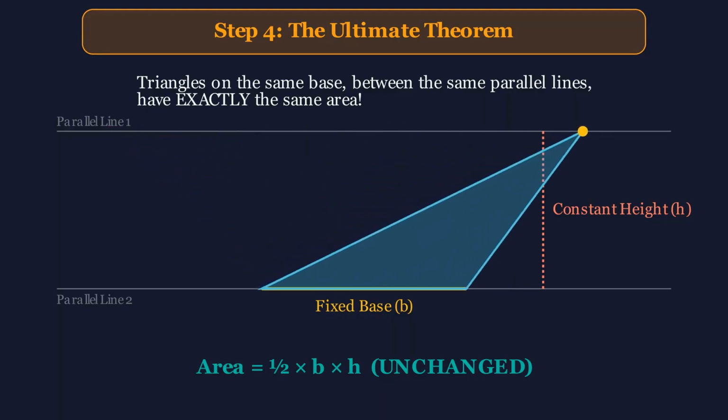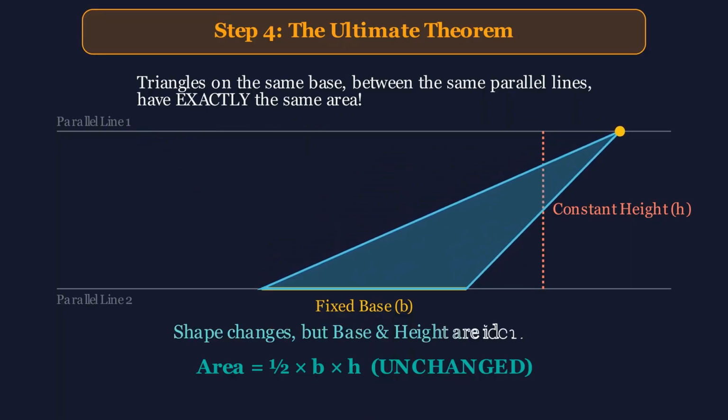The shape of the triangle changes completely. But here is the key. The base stays the same and the height stays the same. So the area stays exactly the same no matter where the vertex slides. This is the sliding vertex theorem.